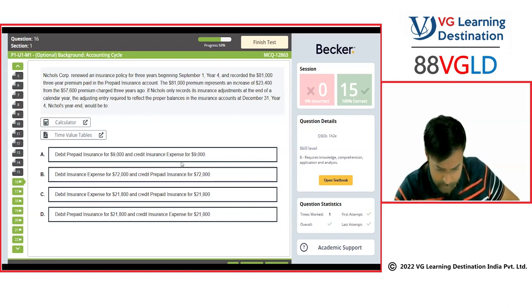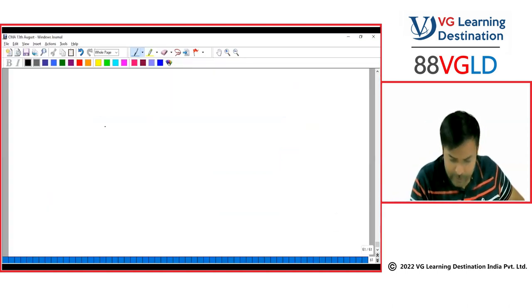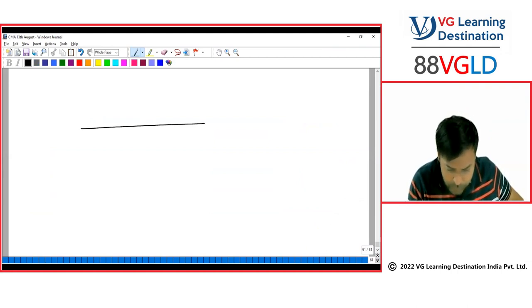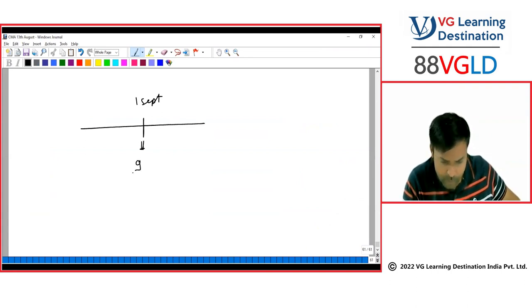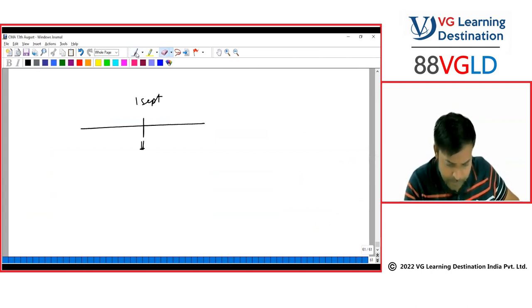Okay, I'll quickly cover it with a chart. So what is the scenario, guys? On 1st September, Manish, right? You're taking the policy. Am I right here? For how much you're paying here? You are paying 81,000, right? You're paying 81,000. Correct?